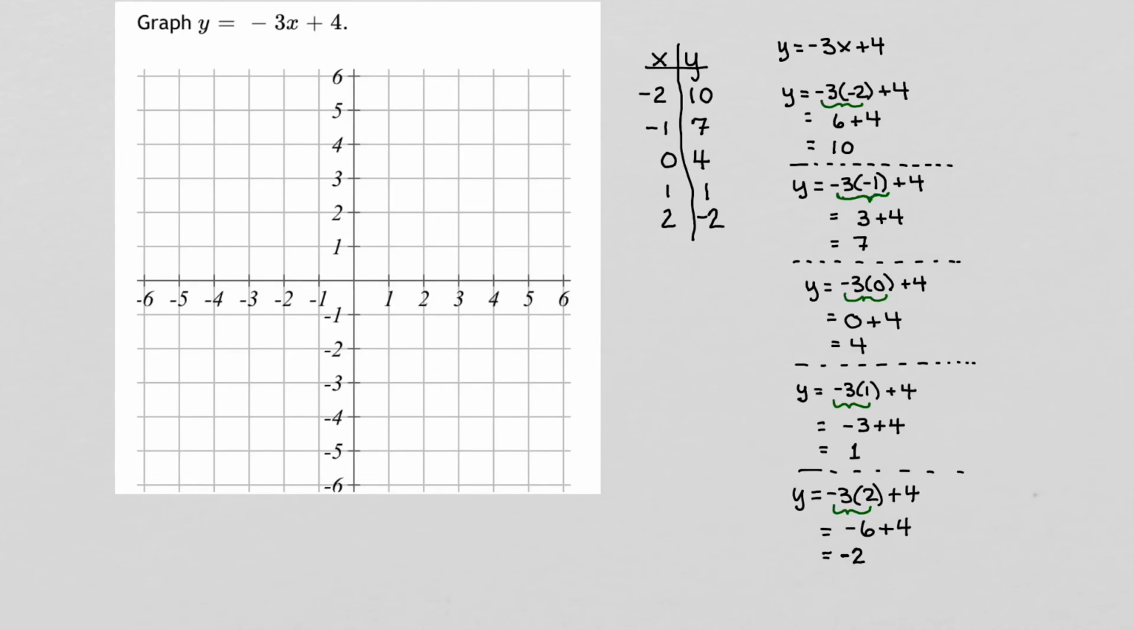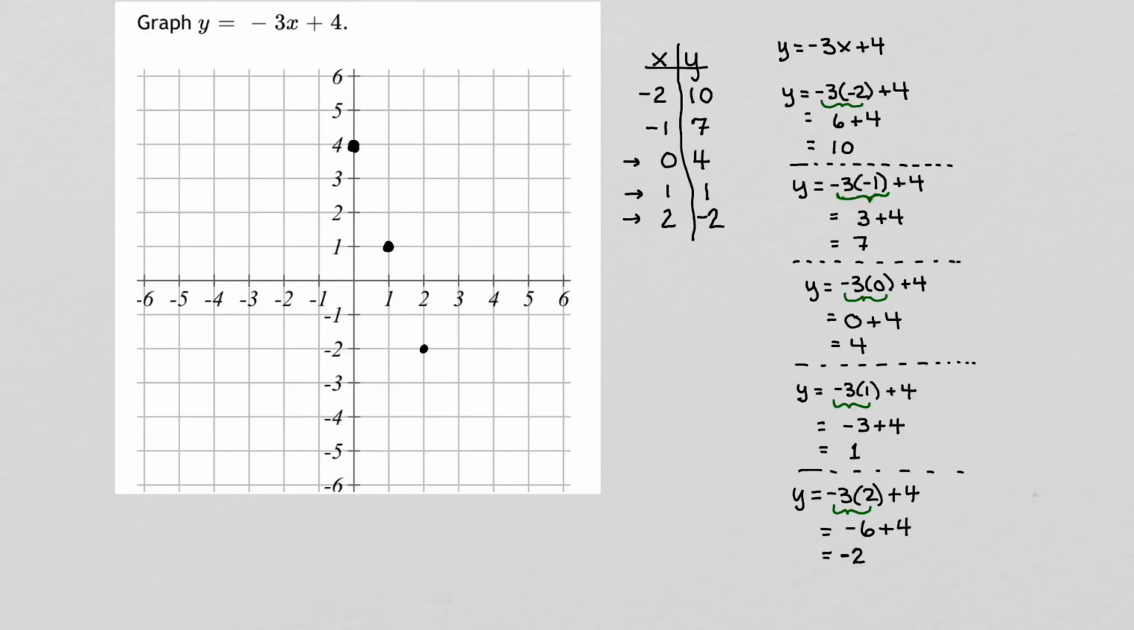I'll start by plotting something that's actually on my coordinate plane. Notice negative 2, 10 doesn't fall on my coordinate plane. Negative 1, 7 is a little off the plane as well. So let's start right here at 0, 4. 0, comma 4 is the first point on this line that I can plot. The second one, let's plot, is 1, comma 1. 1 for x, 1 for y. The third one is 2, comma negative 2.